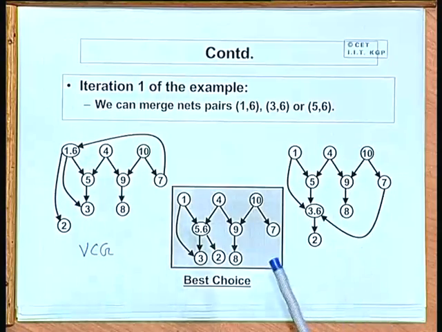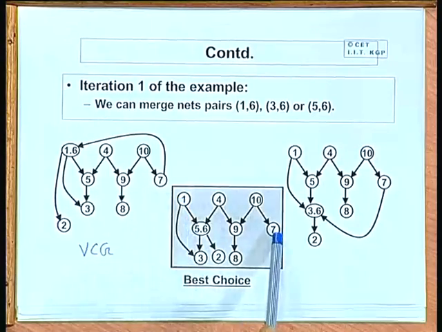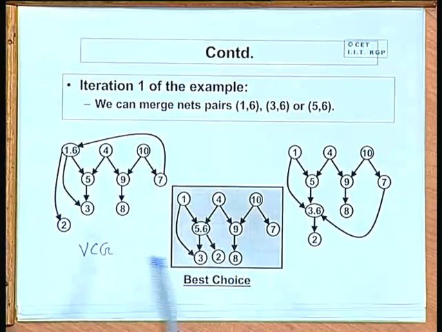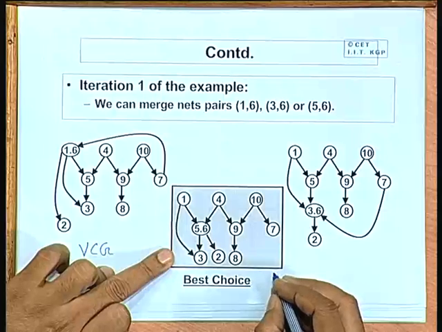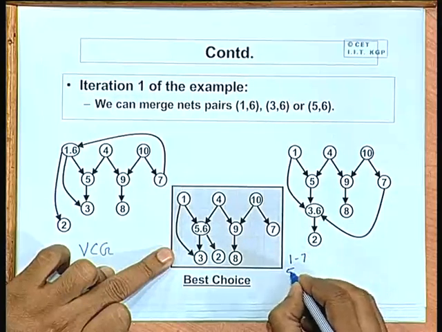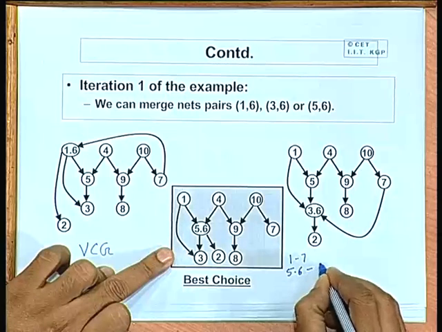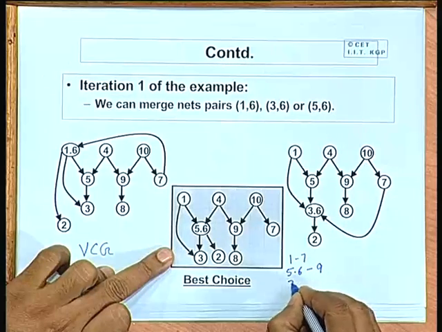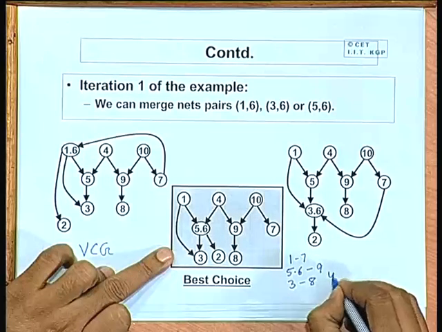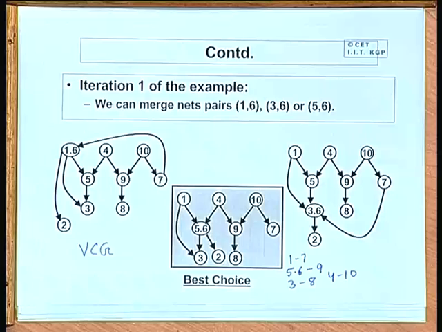Now, in the second step, you will see that you can merge 1 and 7, you can merge 5 6 with 9, you can merge 3 and 8. I am not showing all the possibilities now. From here you can merge 1 and 7, you can merge this composite net 5 6 with 9, you can merge 3 with 8. In fact, you can also merge 4 with 10. There are 4 possibilities. You have to check out the horizontal constraints also.